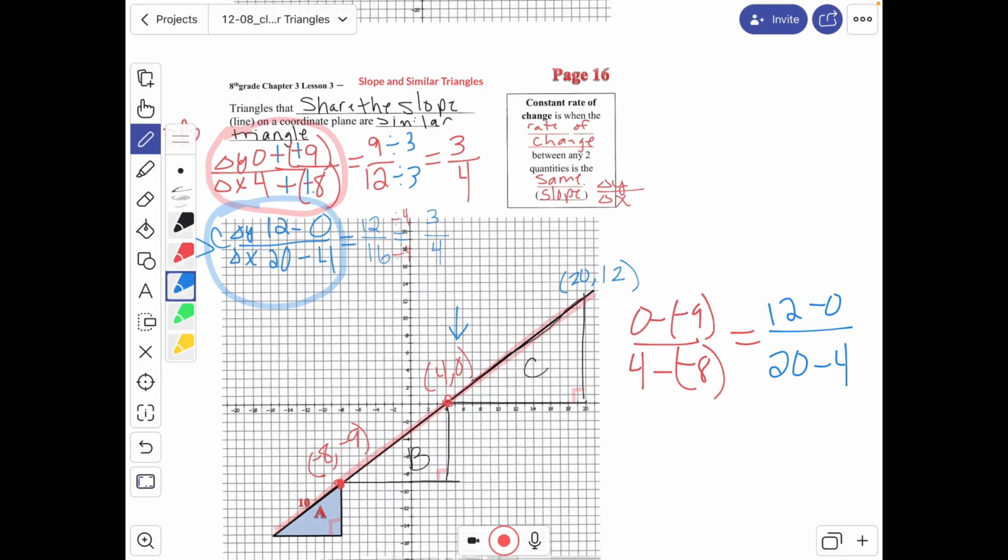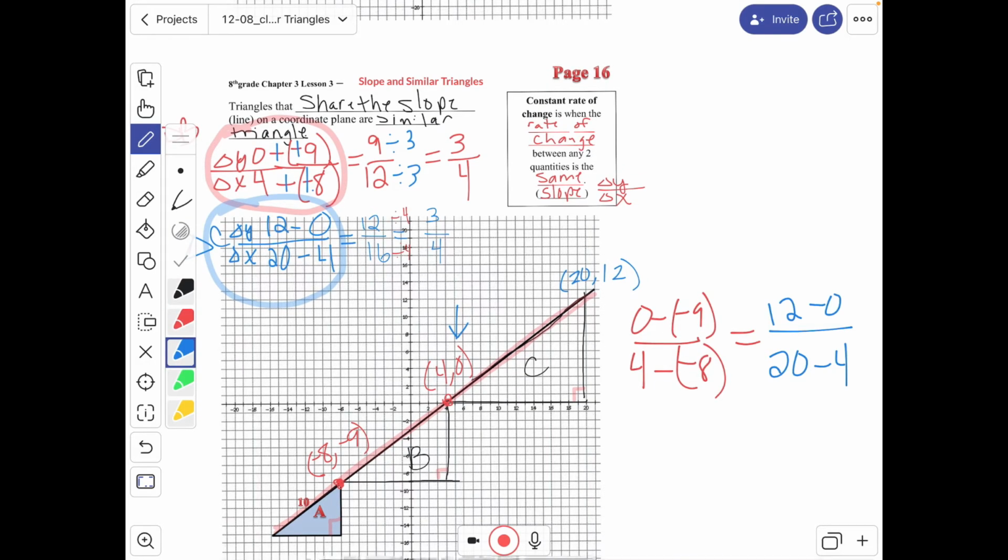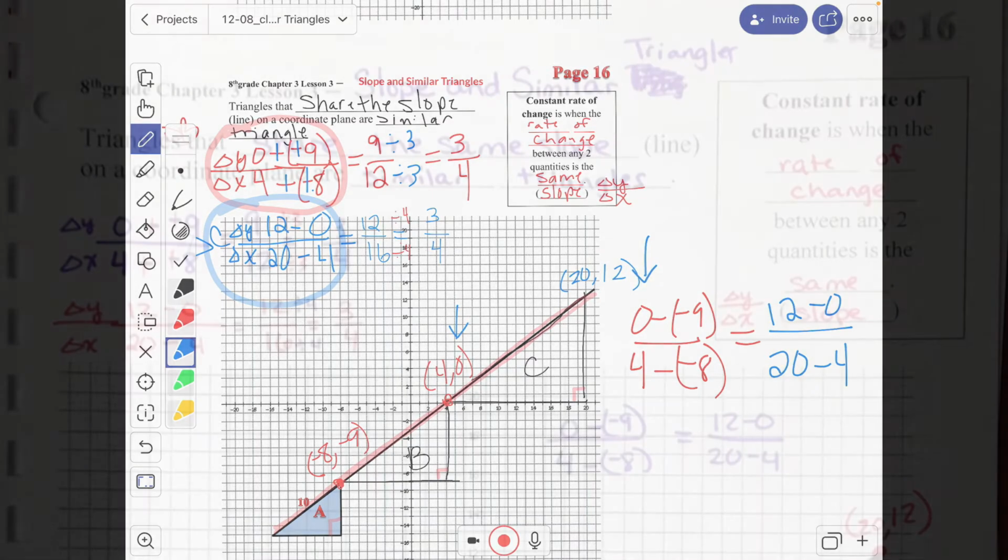On the test, they may try to trick you, and they may mix up the x's and the y's. You have to remember y's go on top, x's go on bottom, and each point lines up. So 0, 4 went together, 9, 8 goes together, 12, 20 goes together, and 0, 4 goes together. Let's look.